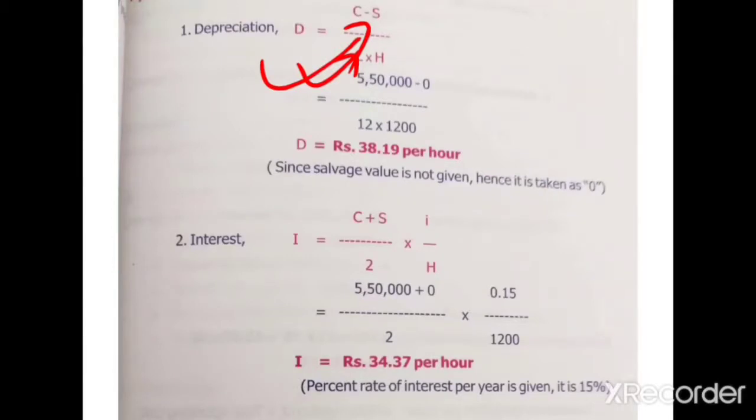Now the second cost is interest cost. So I is equal to ((C plus S) divided by 2) into (i divided by H). By putting all the values, the interest rate here is given as 15%, which is in percentage, so it is converted into decimals: 0.15 divided by 1,200. The answer here will be 34.37 rupees per hour.